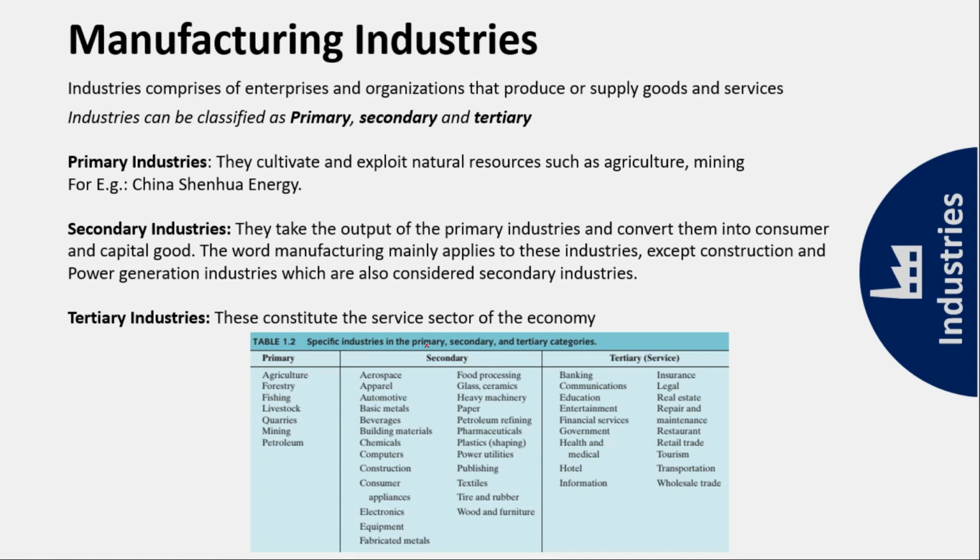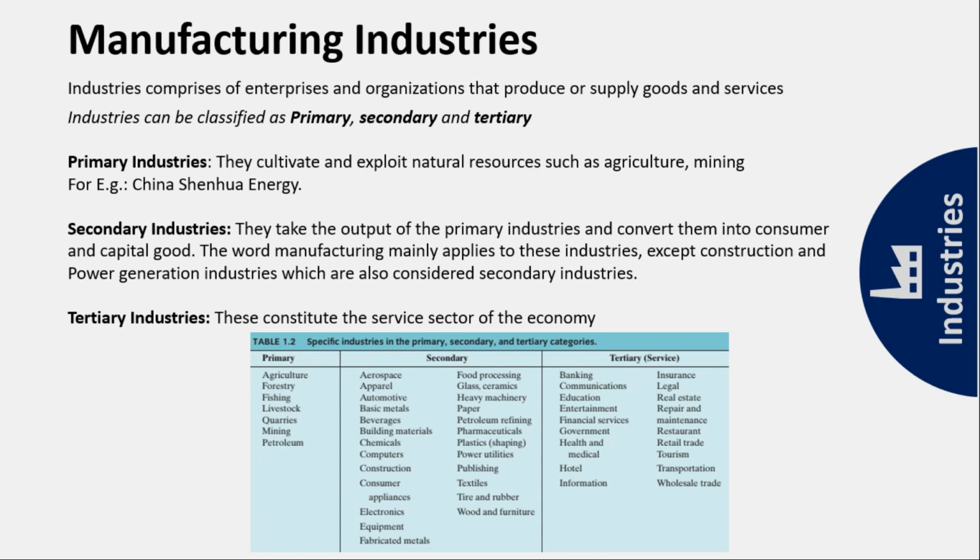manufacturing industries comprise enterprises and organizations. So the manufacturing industries are comprised of enterprises and organizations that produce or supply goods and services. So they can either produce or supply goods and services. Based on this, industries can be classified as primary industry, secondary industry, and tertiary industry. So primary industries cultivate and exploit natural resources such as agriculture, mining, right?